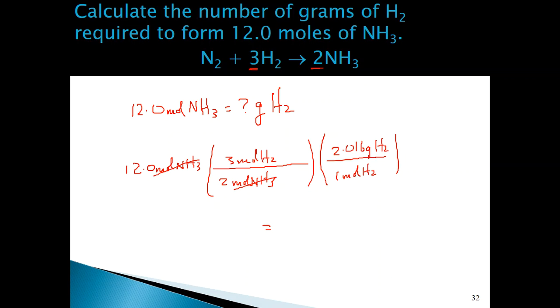I got is 36.3 grams of H2, and that's how I would do that. All right. Okay, so those are 2 examples where you're given the grams of one substance to get the moles of another substance, or vice versa. In both cases, of course, as you can see, and I'll stress this again, you need to have a balanced equation. You need to make sure that your equation is balanced.